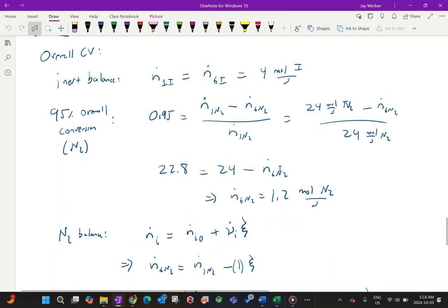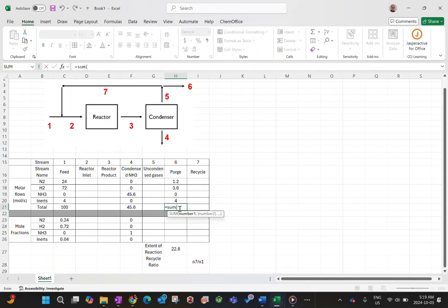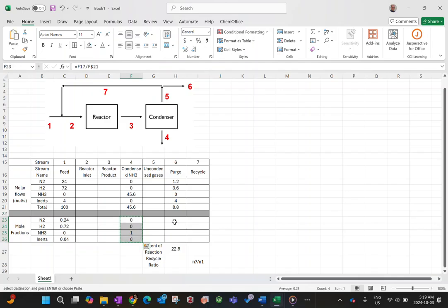So we still have, let's see, the purge stream, we still have 4 moles of inerts. We have 1.2 moles of nitrogen. Still, for hydrogen, we can just do 3 times. We have 0 moles of ammonia because all of the ammonia is in the condensed stream. I can just sum the rest, and then I can copy this over. And now we get our mole fractions in the purge stream.